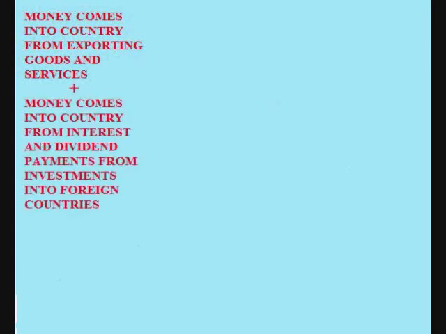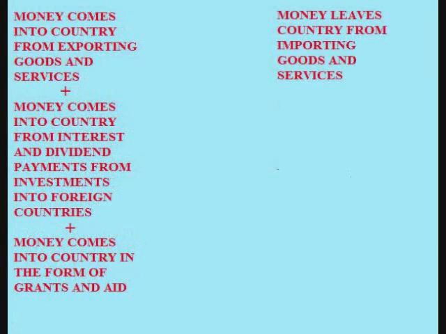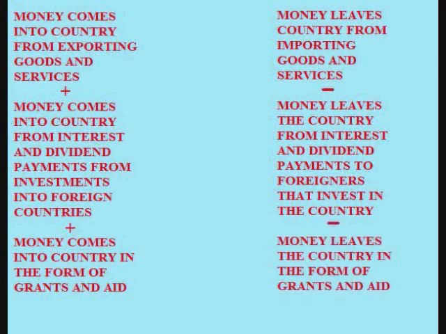To calculate the current account balance, you take the total amount of money that comes into a country from exporting goods, and add to that the money that comes in from dividend and interest payments from investments in foreign countries. And add to that the money that comes in from grants and aid. Then you take that total and subtract the money that is paid out from importing goods and services. You subtract the interest and dividends that are paid out to foreigners that are investing in the country. And you subtract the money that is given to foreign countries in the form of grants and aid. The total is the current account balance.